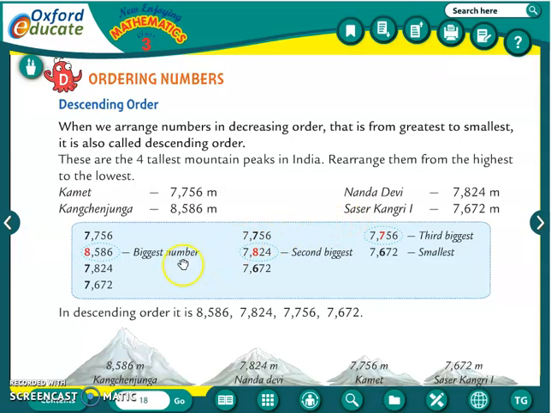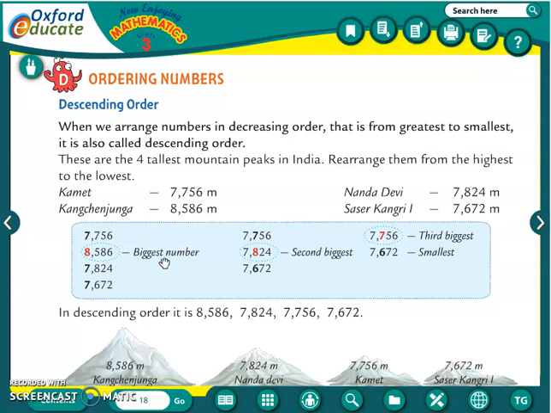Now we have to arrange these from highest to smallest. So first of all, we will see at the thousands place. So in three numbers there is 7 only, but in one number 8 is there. So obviously 8 is bigger than 7. So first number will be 8586. Then second we will see at the hundreds place.